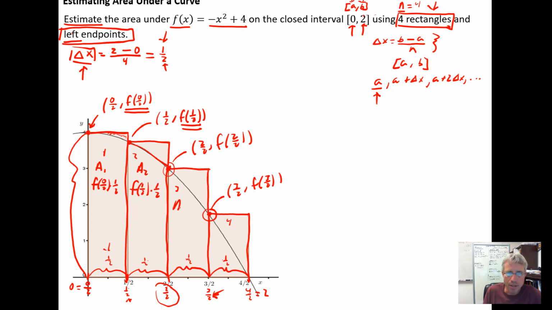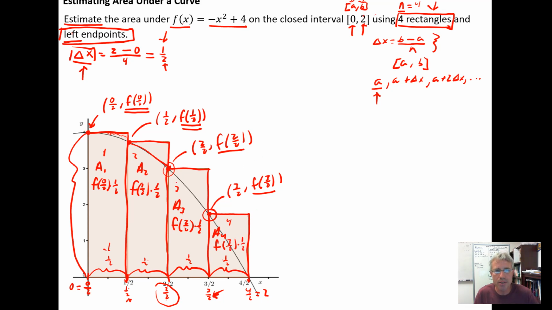And then calculate the area of the third rectangle. That's just going to be the function evaluated at 2/2, so f of 2/2 times the width of the rectangle, which is a half. And then you calculate the area of the fourth rectangle, which is just going to be the function evaluated at 3/2 to get the height of the rectangle. And then we multiply by the width.